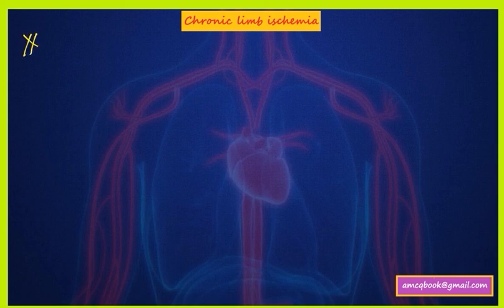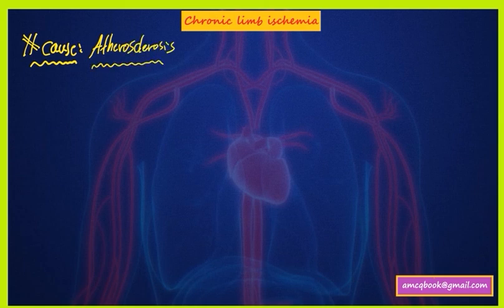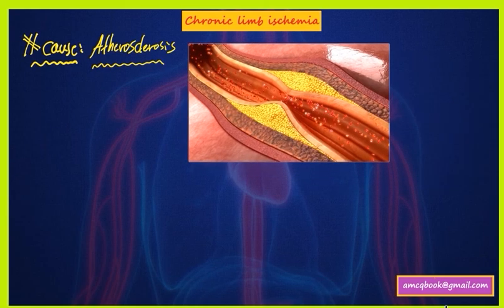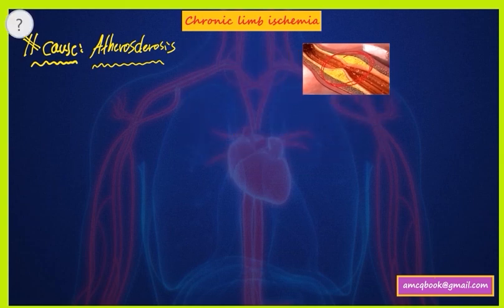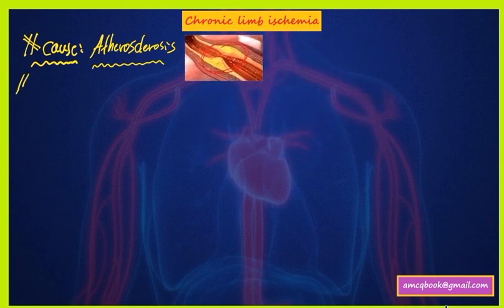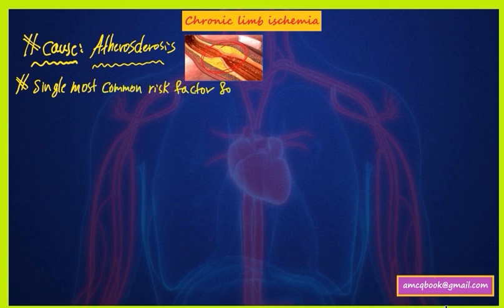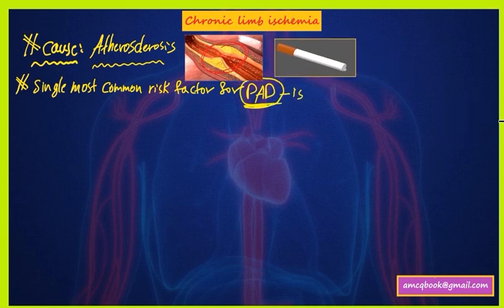Chronic limb ischemia is very important in the AMC exam. For the cause, the most common cause is atherosclerosis, while in acute limb ischemia, the most common cause is embolization. The single most common risk factor for peripheral artery disease is smoking, and this is very important. So focus on this. For the clinical picture, the most common one is intermittent claudication.